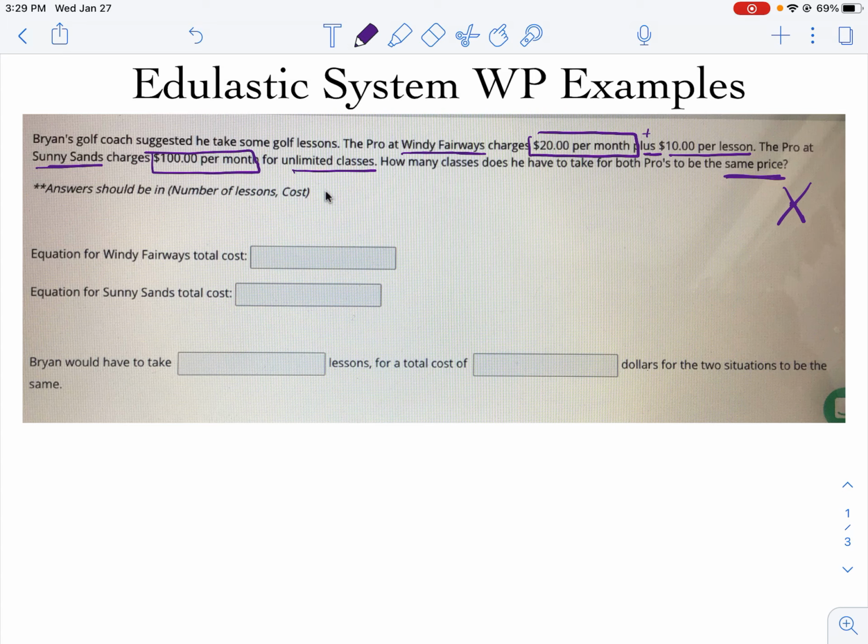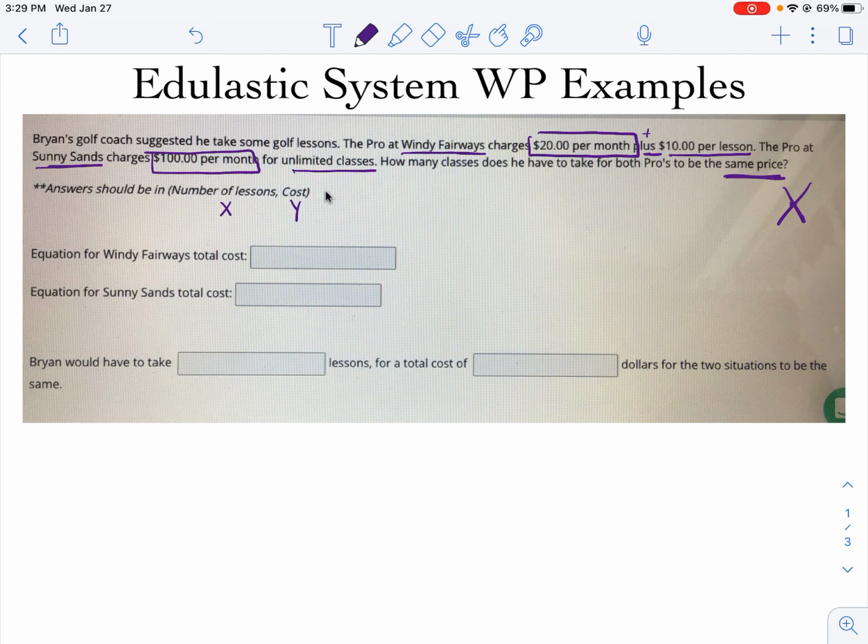So let's talk about making our equations. So the equation for Windy Fairways total cost. So remember, we're going to use y for our total cost, and we'll use x for number of lessons. So for Windy Fairways, they charge $20 per month. So that's a set fee they're charging per month. That's not per lesson. We're using x for our lessons.